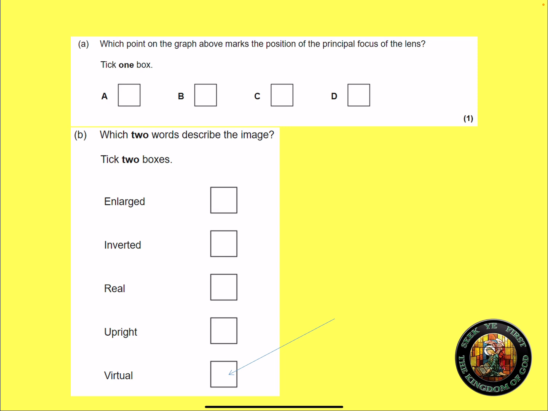Okay, so which point on the graph marks the position of the principal focus? It's B. And which 2 words describe the image? Well, the first one's done for you, and it's upright. There's your 2 marks.